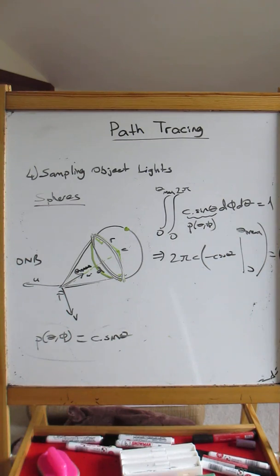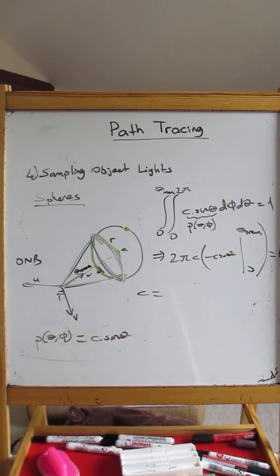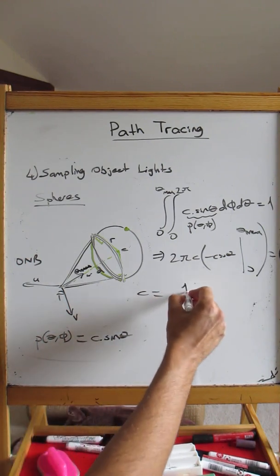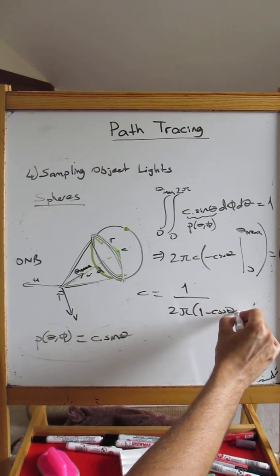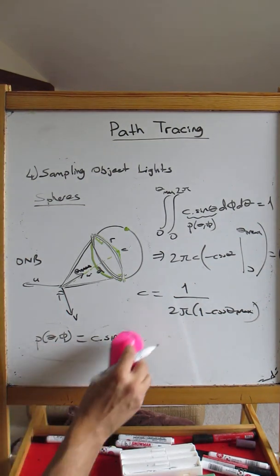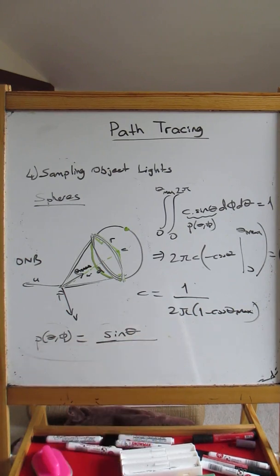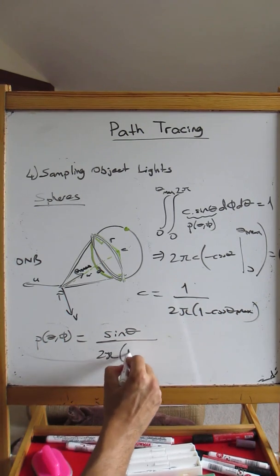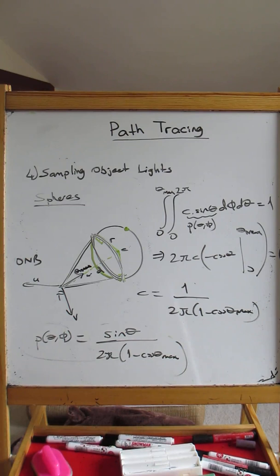Okay? And if you proceed one more step, from here we find that C is equal to 1 over 2 pi (1 minus cos theta max). Okay? So then our p(theta, phi) function becomes sin theta divided by 2 pi (1 minus cos theta max). Okay, so we continue in the exact same way as we have done in last lecture videos.